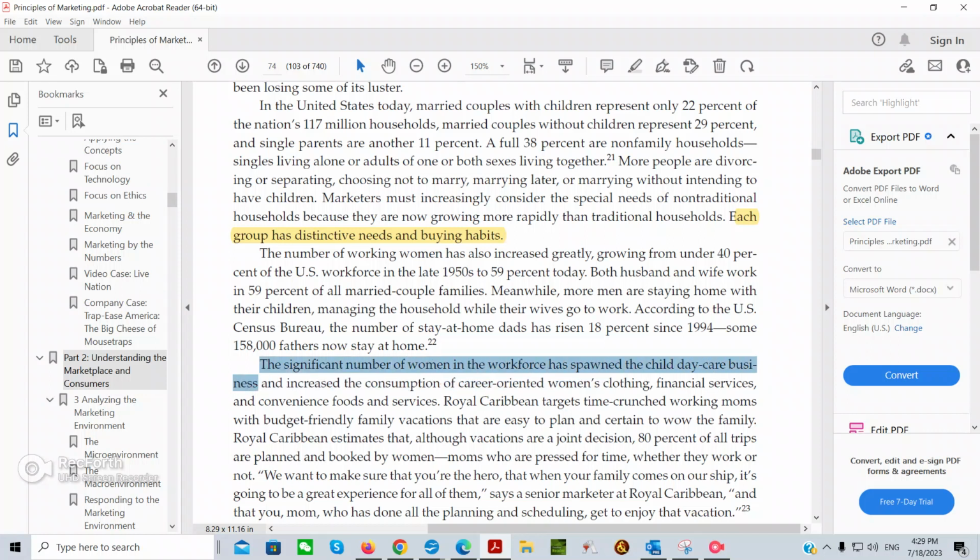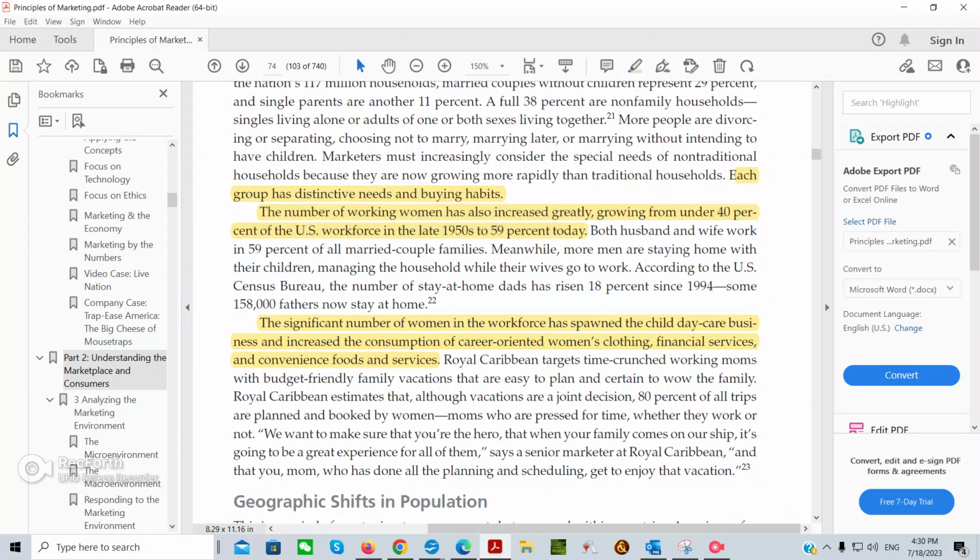The significant number of women in the workforce has spawned the daycare business and increased the consumption of career-oriented women's clothing, financial services, convenience foods, and services. And I highlighted here the number of working women has also increased greatly, growing from under 40% of the U.S. workforce in the 50s to 59% today.